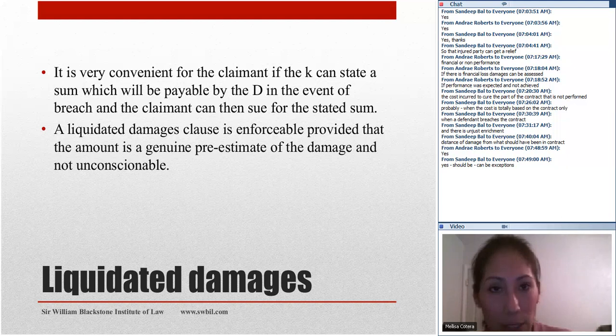If it is a genuine pre-estimate, it is known as a liquidated damages clause. If, however, the amount specified in the contract is not a genuine pre-estimate, but is aimed at deterring a breach of contract or punishing the party in breach, this is known as a penalty clause, which is not enforceable. Okay?